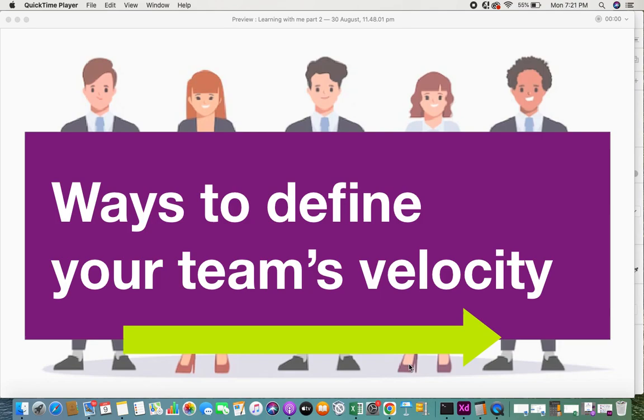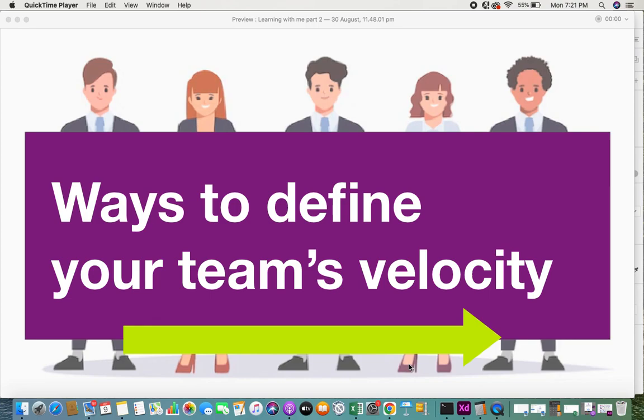Everyone, welcome back. In this video, I wanted to give you some information on ways to define your team's first velocity. When you get into a new project and you have to kickstart your sprints or iterations, you always need to plan for how many stories you need to pull into a particular sprint or iteration.